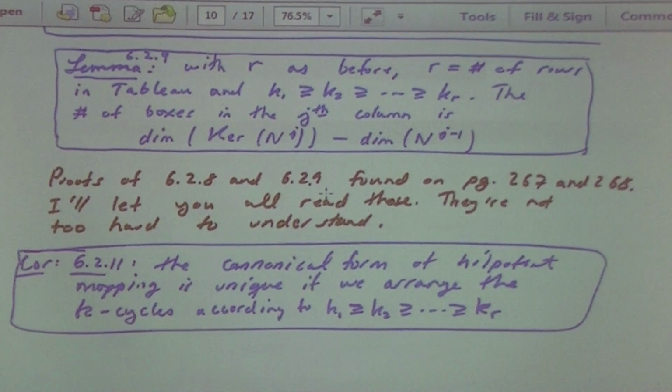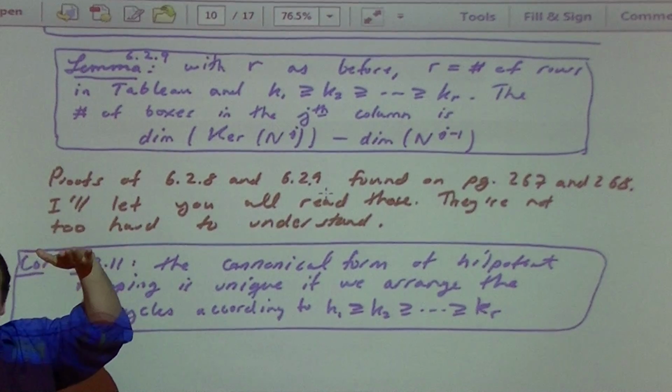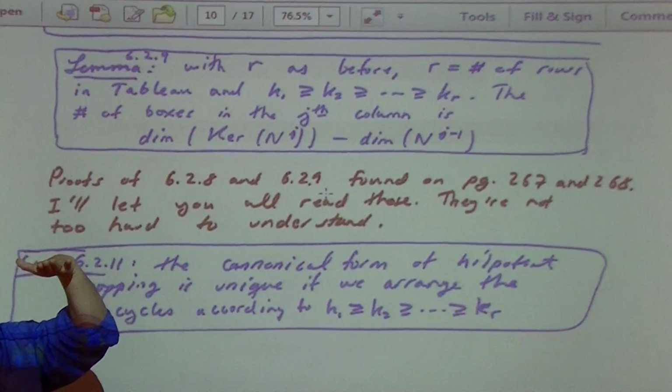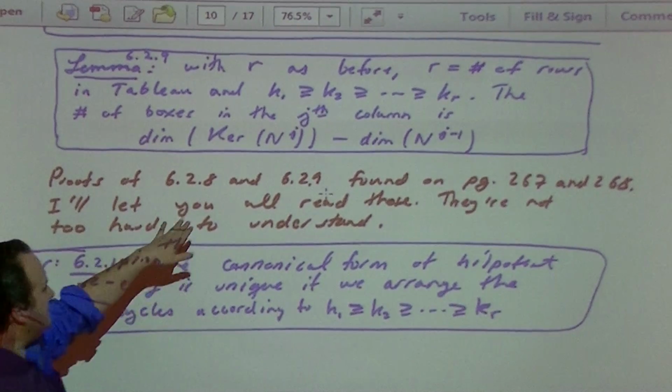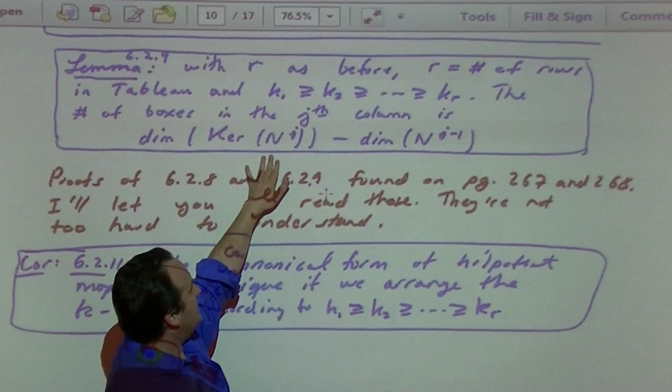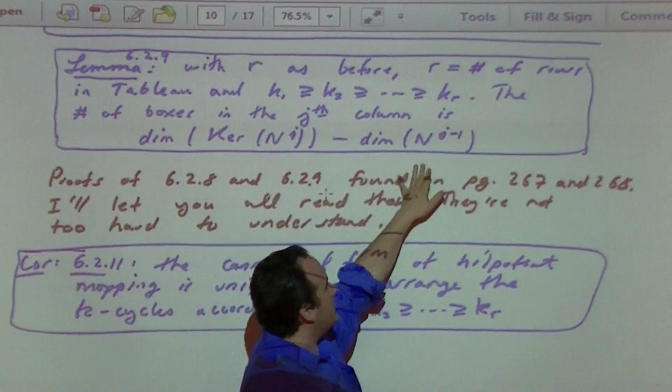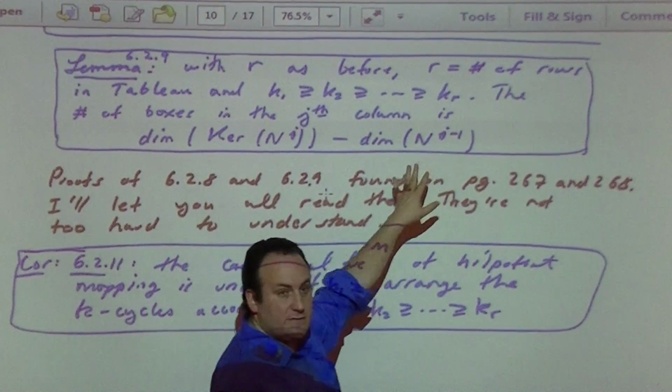Okay. Now, there's also a technical result, and the proof is a beautiful proof. I'm not going to spend time on it here. We're out of time, so you can read it. There's some sort of telescoping rank-nullity argument. It's very interesting. But it turns out the number of boxes in the jth column, for the nilpotent matrix, is the dimension of the kernel of n to the j minus the dimension of the kernel of n to the j minus 1 power.